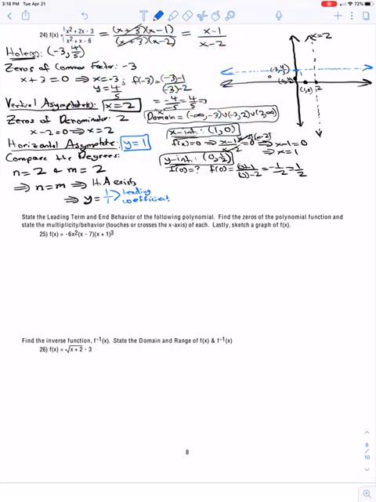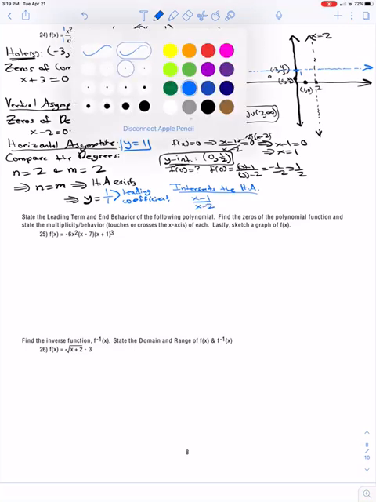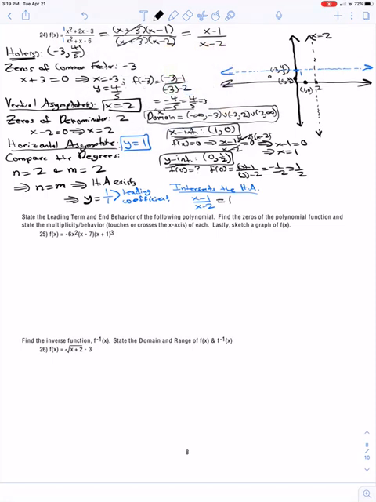Remember, this is not an undefined value. So let's see if it intersects the horizontal asymptote. Is there an intersection point with the horizontal asymptote? Always look for that. To find that, we just set it equal to what? The horizontal asymptote is at 1. So does (x minus 1) over (x minus 2) equal 1? That's where our horizontal asymptote is.